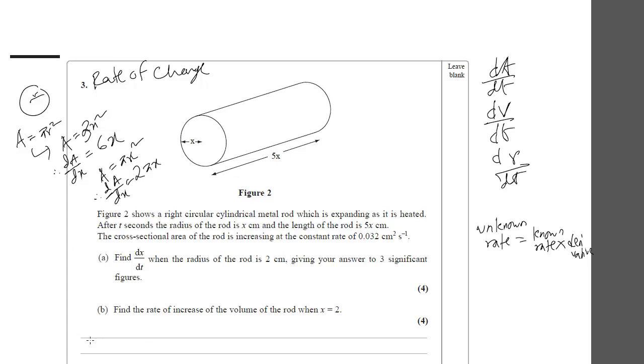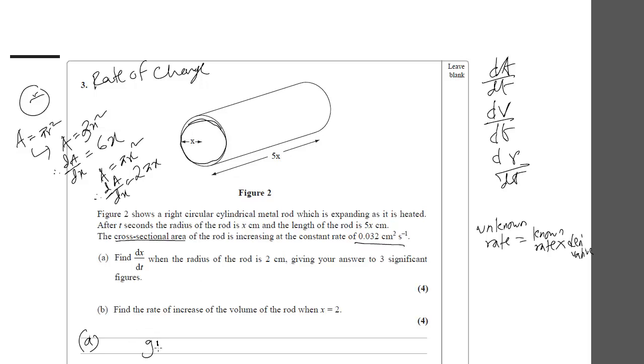So question number A, let's read the question. So we have some sort of a cylinder, and the cylinder has radius x, and the height is 5x, and this information is given, and the cross-sectional area, so we have this is the cross section, the circle. So this information is given.